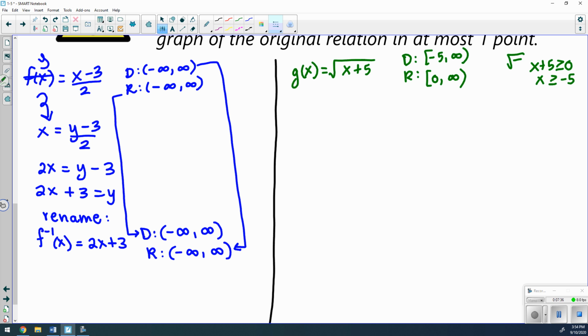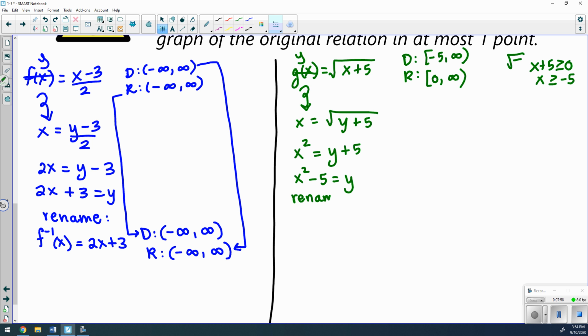All right, let's do the fun work. Let's remember that g of x is a fancy name for y. Let's do a switcheroo. Let's solve for y. I just squared both sides to undo the square root. x squared minus 5 will be equal to y. And then remember to rename. So when I rename, my inverse function will be x squared minus 5. Inverse function is x squared minus 5.